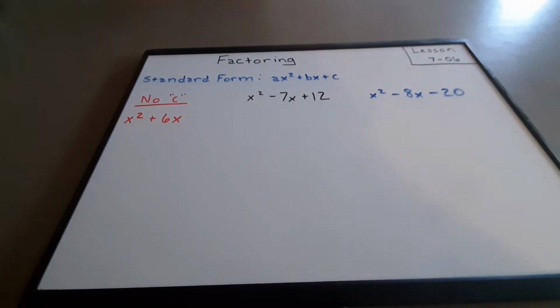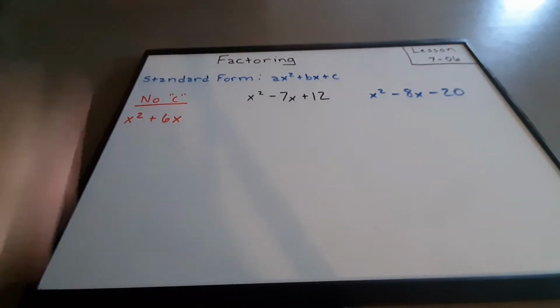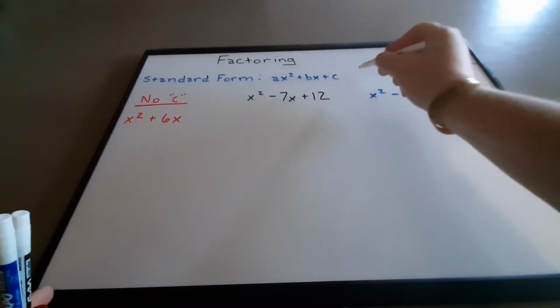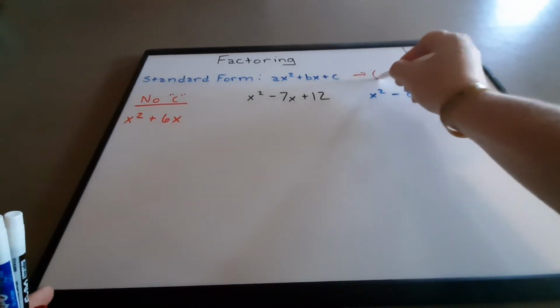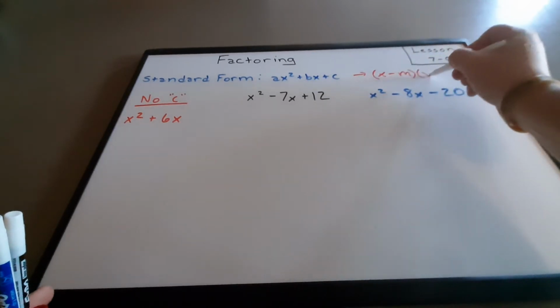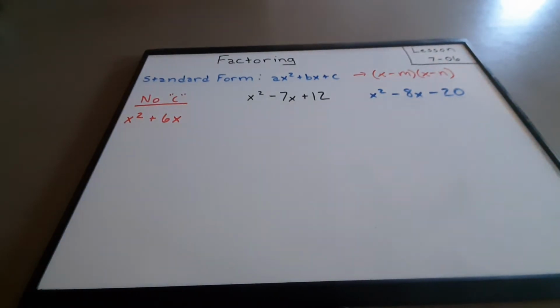And our focus on lesson 7-6 is factoring. The idea behind this is we want to take something that is in standard form, ax squared plus bx, and we want to turn it into something in factored form. So our goal today is to figure out how to do that.